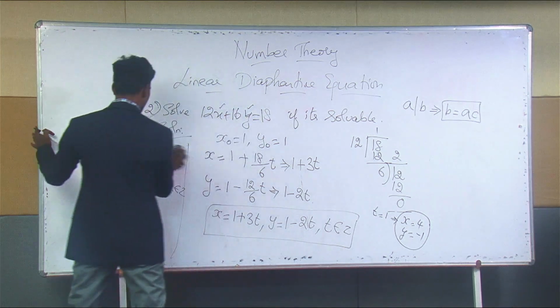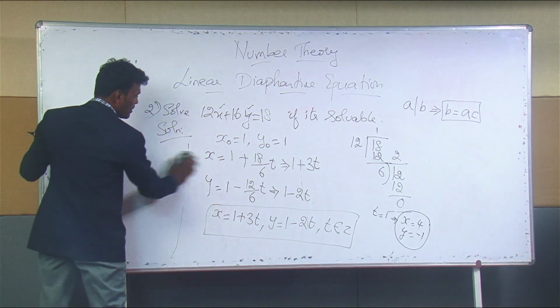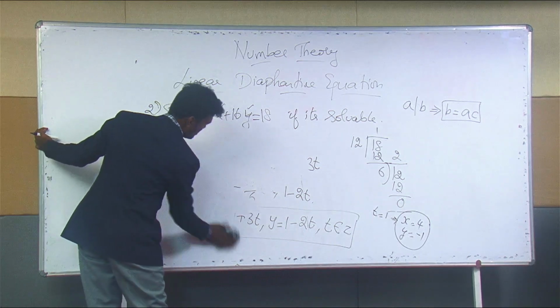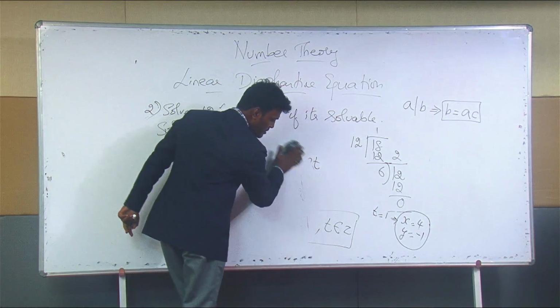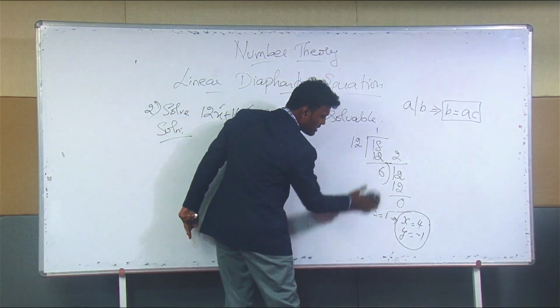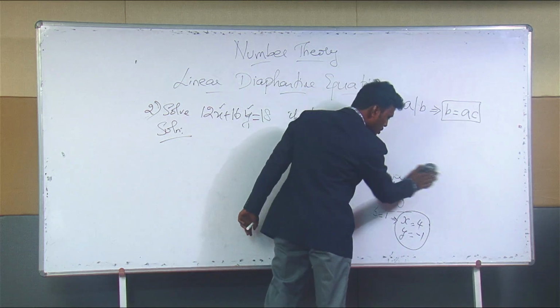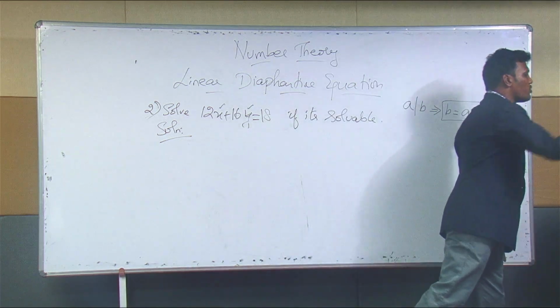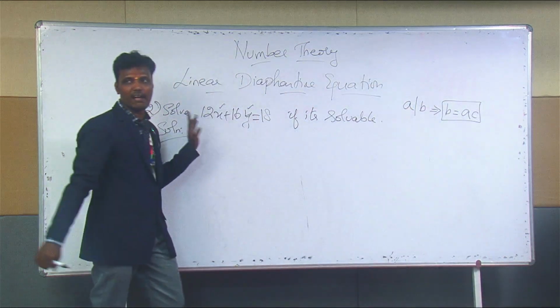Second question, similarly, solve 12x plus 16y equal to 18. So we have to check whether it is solvable. If it is solvable, then we have to find the solution of this linear Diophantine equation.